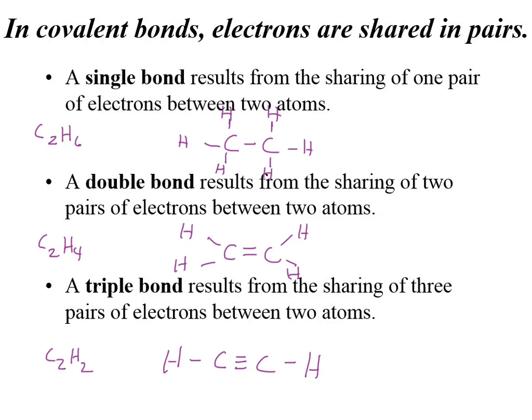Now, I want you to start thinking about this. Every time you see a dash, that's a covalent bond, okay? And there are a pair of electrons for each one of those dashes. So are we good with this? That actually there are, what, 4 electrons here and 6 electrons here?